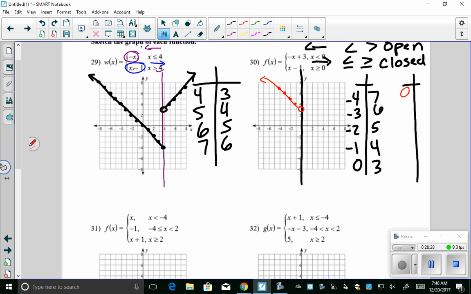Starting off at 0, 0 minus 1 is -1. And then 1. 1 minus 1 is 0. 2. 2 minus 1 is 1. 3 minus 1 is 2. 4 minus 1 is 3. And so forth. Plot your point. Circle. And then 1, 0. 2, 1. 3, 2. So forth. And that is the piecewise function for number 30.